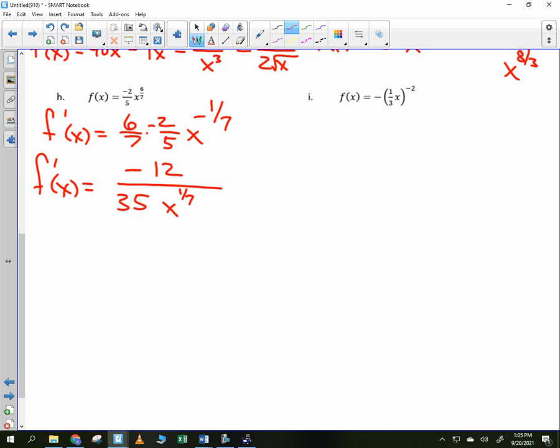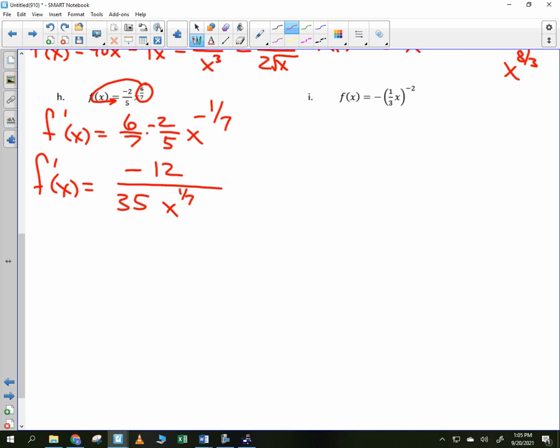Question? Yeah. So what do I do with this 6 over 7? I drop it in front. So it's 6 over 7 times negative 2 over 5. What do I have to do to my exponent? I subtract 1. 6/7 minus 1 would be negative 1/7.